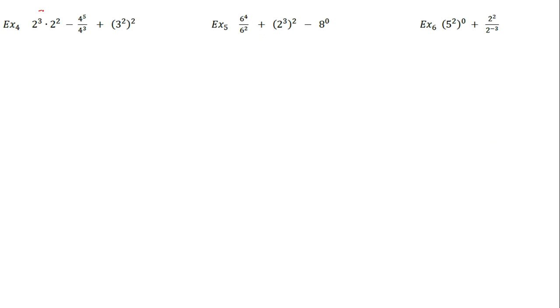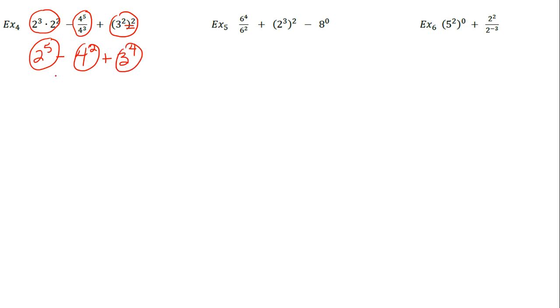Number 4, we have 1, 2, 3 terms. I'm going to go ahead and use my power rules to simplify these, and then I will evaluate. So 2 to the third times 2 to the second is 2 to the fifth. 4 to the fifth divided by 4 to the third, I'm going to apply the quotient rule. I get 4 squared. And a power raised to a power, I'm going to multiply the exponents and get 3 to the fourth. Now, I'm going to evaluate each of these exponents.